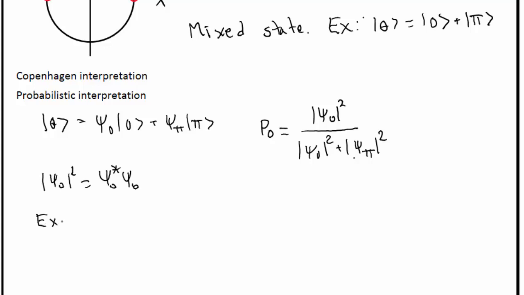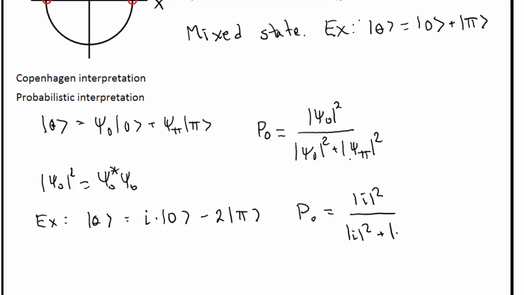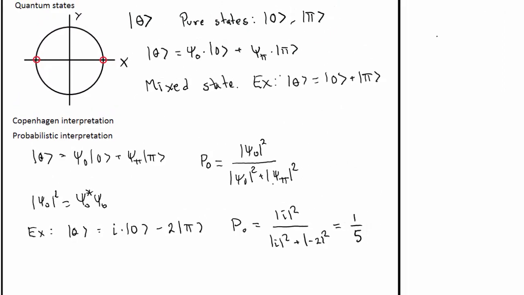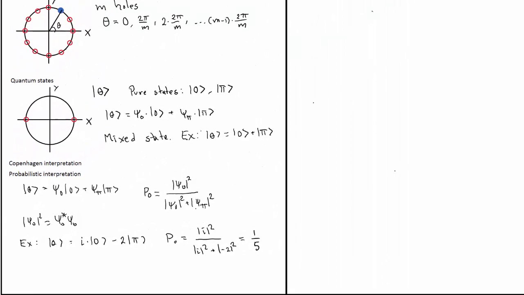For example, let's say that the state of the system is given by i times 0 minus 2 times pi. In this case, the probability of finding the electron in the right-hand hole is i squared divided by i squared plus minus 2 squared, which is equal to 1 over 5. And the probability of finding it in the left hole, P pi, is then 4 over 5.